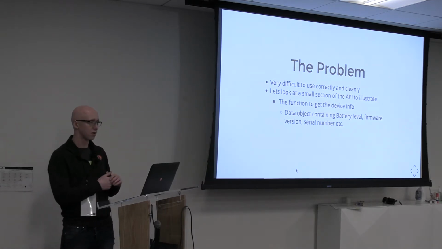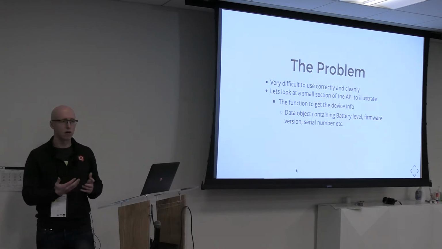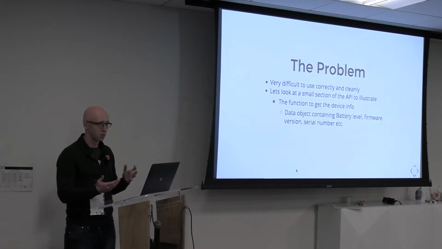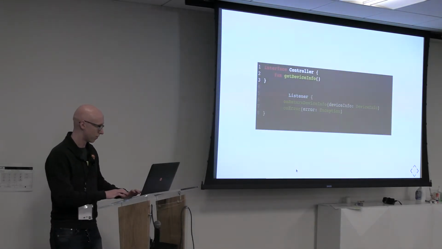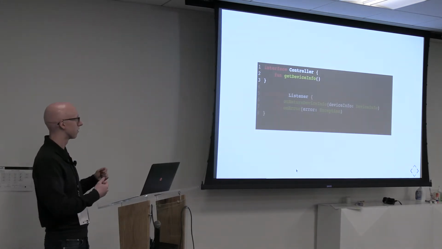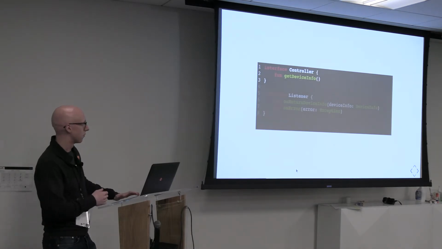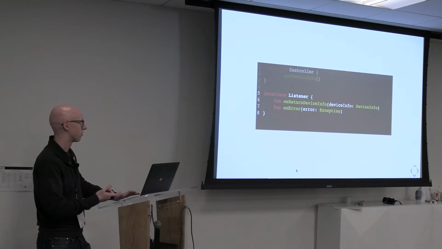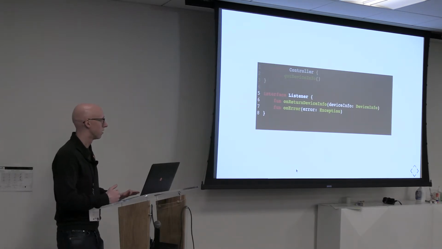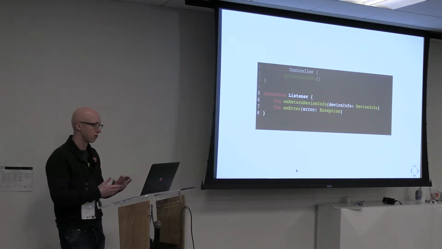So a function to get the device info of the card reader. This returns a data object that contains the battery level, firmware version, serial number, information like that. These are snippets of the two classes. We have our controller interface with getDeviceInfo, but it's a void method. And then we have this listener interface that we implement. We have onReturnDeviceInfo, which passes in the device info. We have onError if an error happens during this, or if we call it at the wrong time.